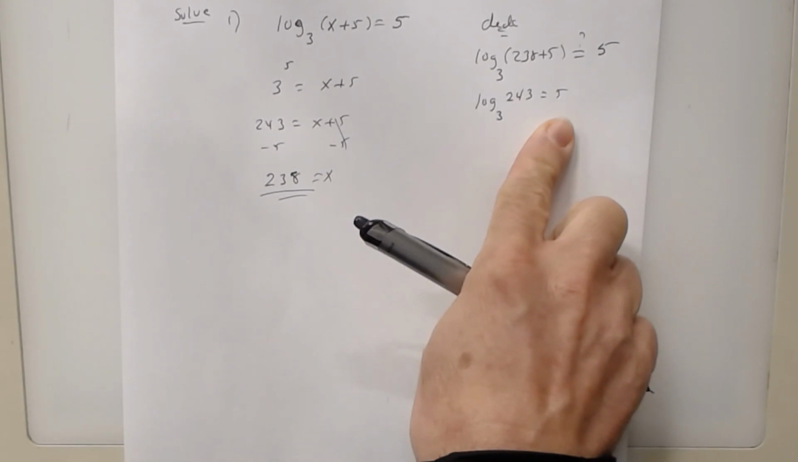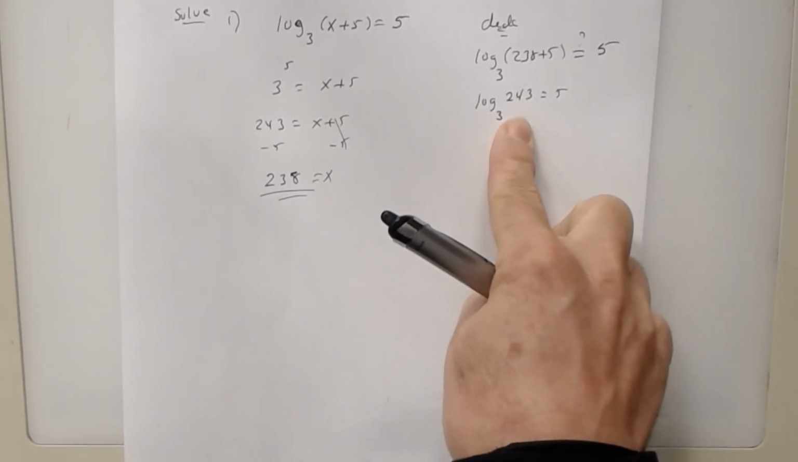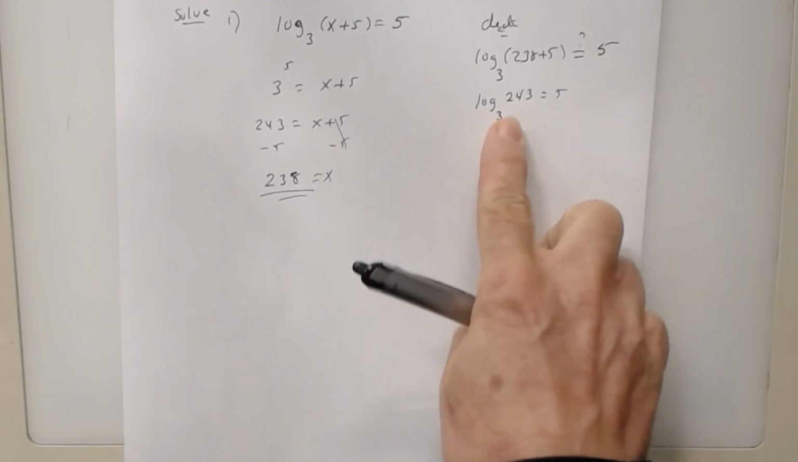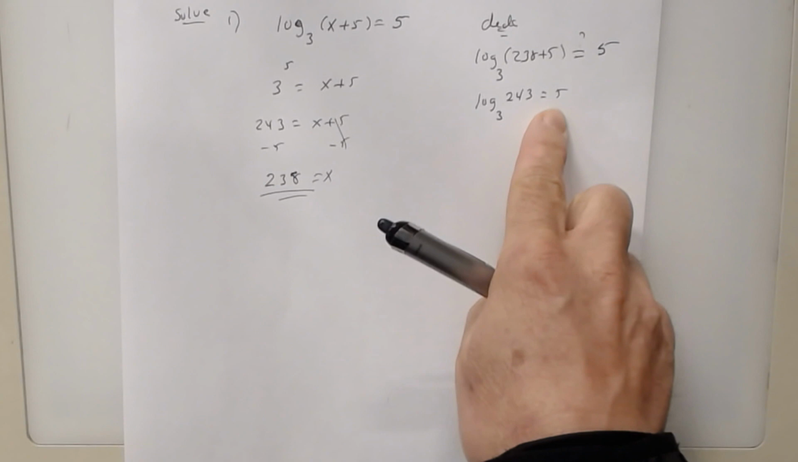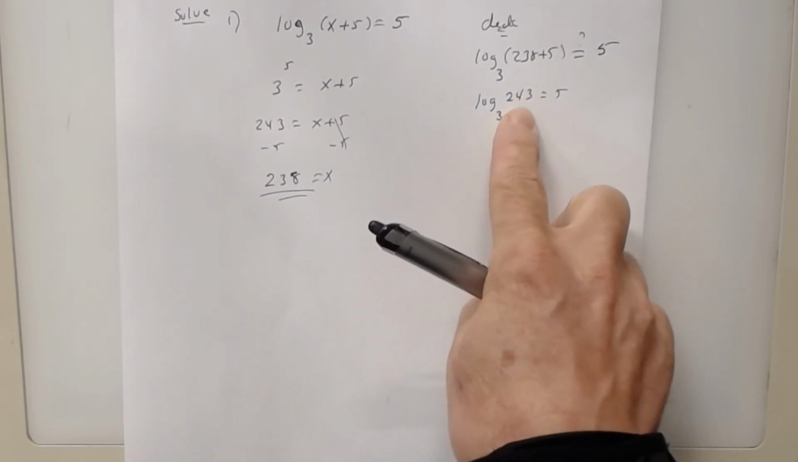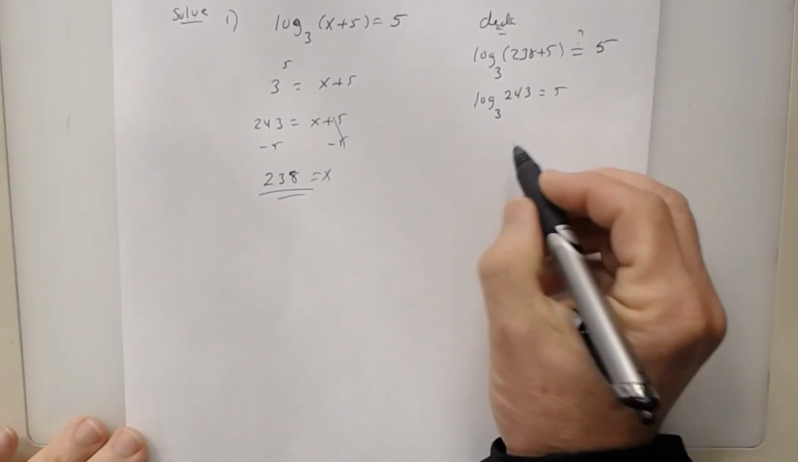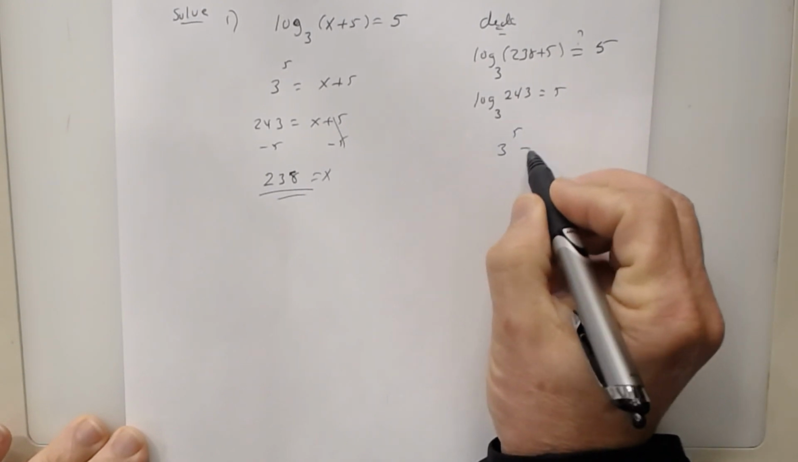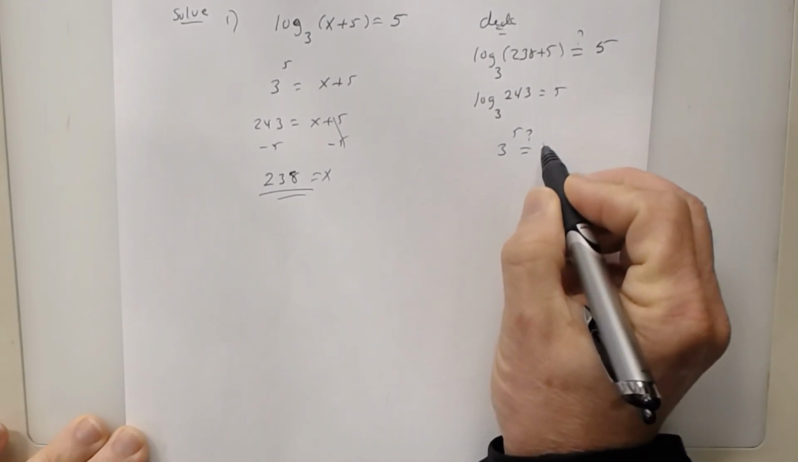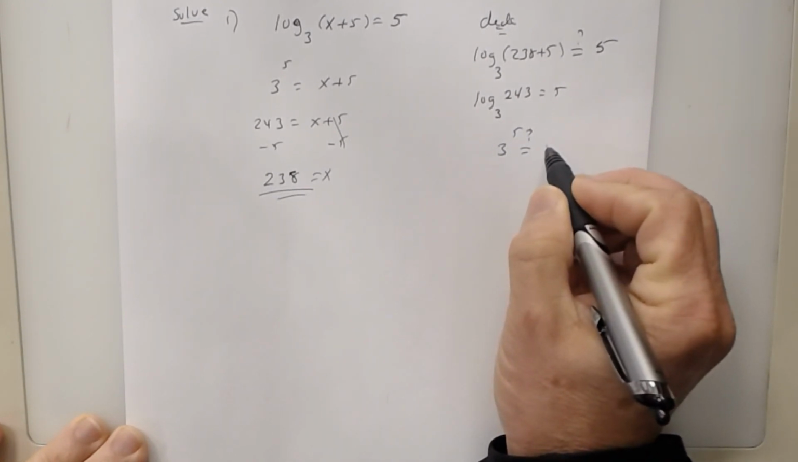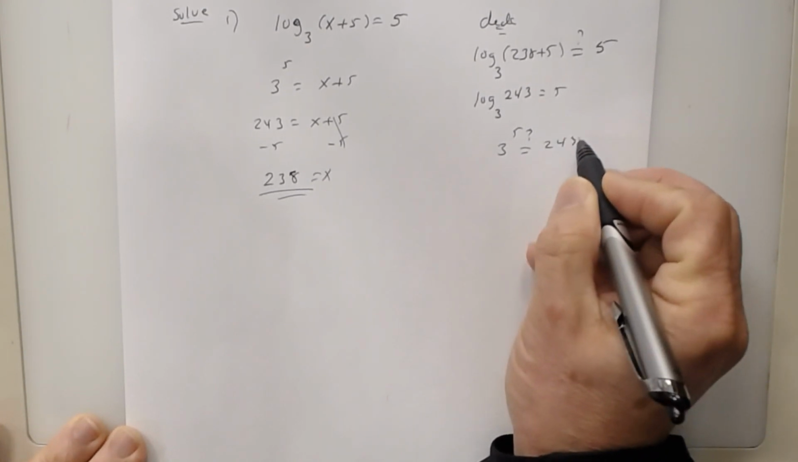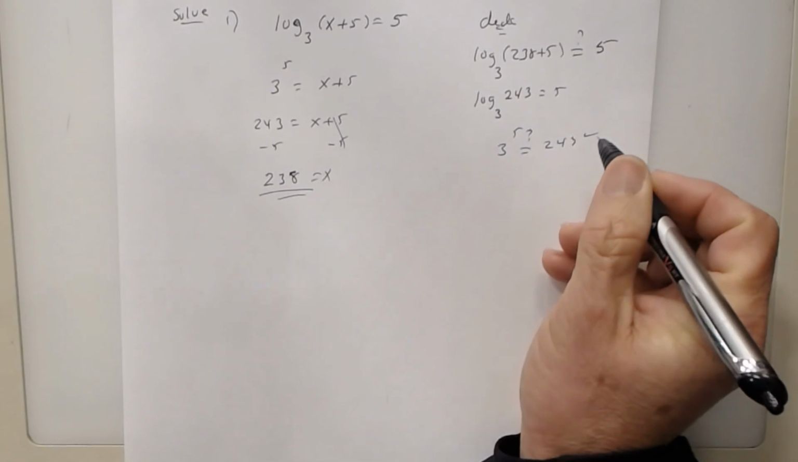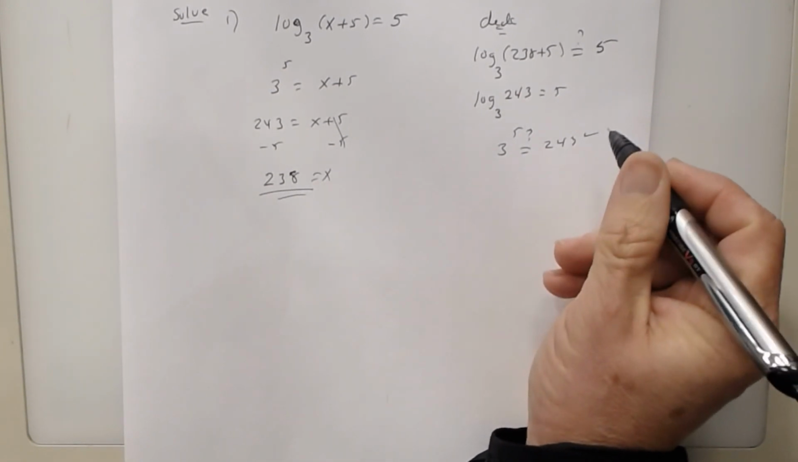Now, there are 2 ways you could do this. You could change this back to an exponential. 3 to the 5th better equal what? 243. All right, so check in your calculator. What's 3 to the 5th? What's 3 to the 5th in your calculator? 243. So it's correct.